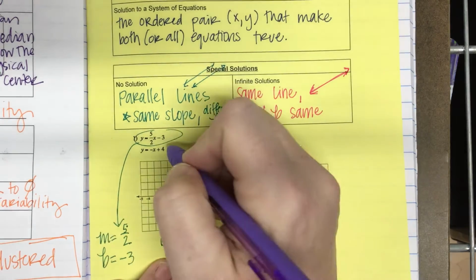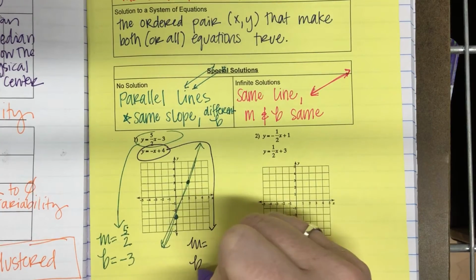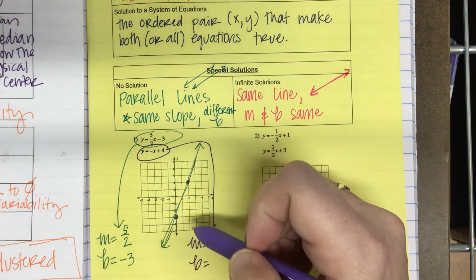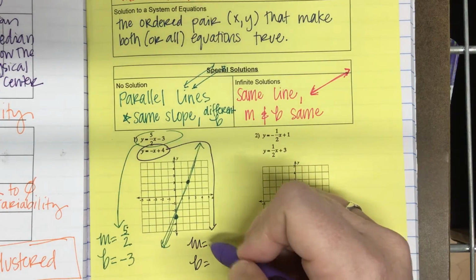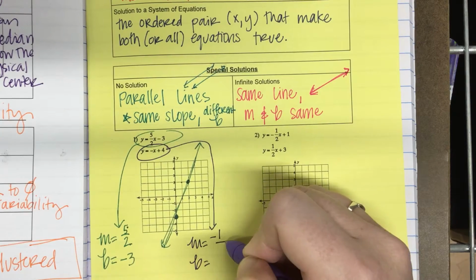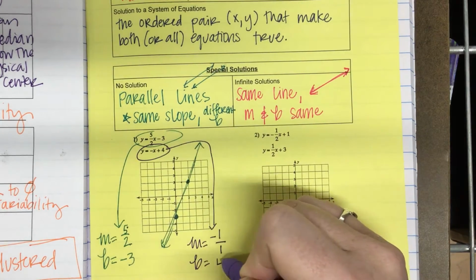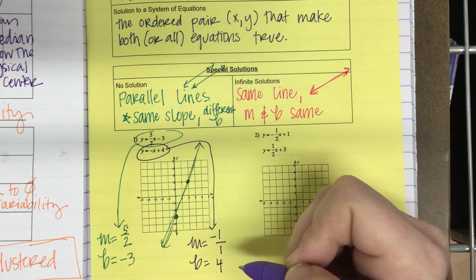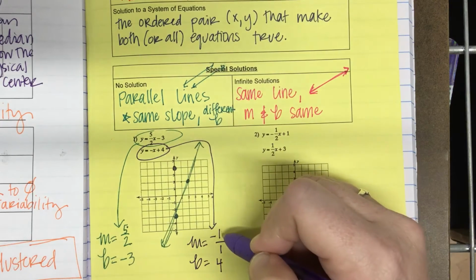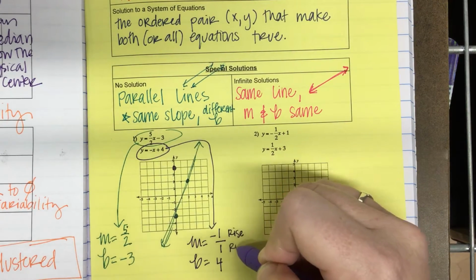Then my second equation, if I talk about that, my m equals and my b equals. M is the coefficient of x. B is the plus or minus, the constant at the end. My m in this equation is negative 1. Make it a fraction over 1. And my constant is 4. So from here, I'm going to go up 4 because it's positive 4. And my slope is negative 1 over 1. Remember, that's rise over run.